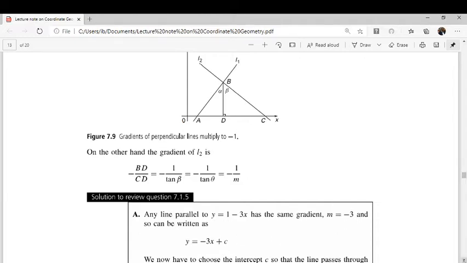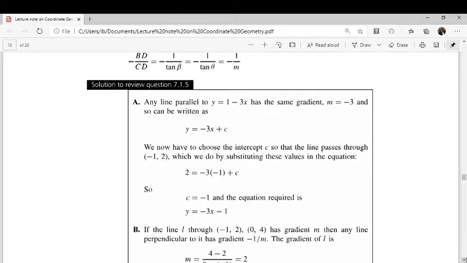Now let's see this problem. Any line parallel to the line y equals 1 minus 3x has the same gradient, so m is equal to minus 3. How can we write it? You can rewrite this as your equation. Go to your formula for the equation of a line, y is equal to mx plus c. What is your m? Minus 3.